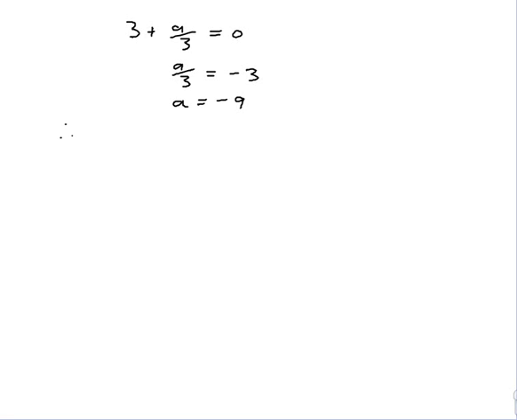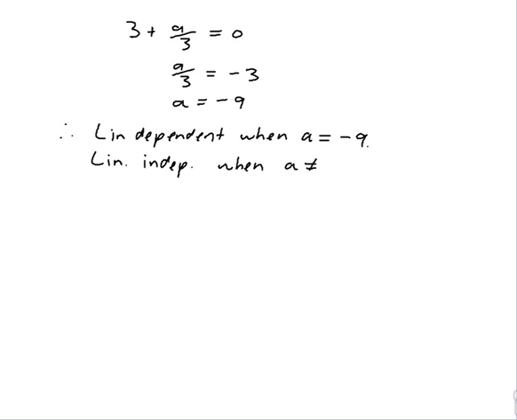So therefore, linearly dependent when A is equal to minus 9, because that's when we have free variables. Linearly independent when A is not equal to minus 9, because that's when we have no free variables. And that's the end of the problem.